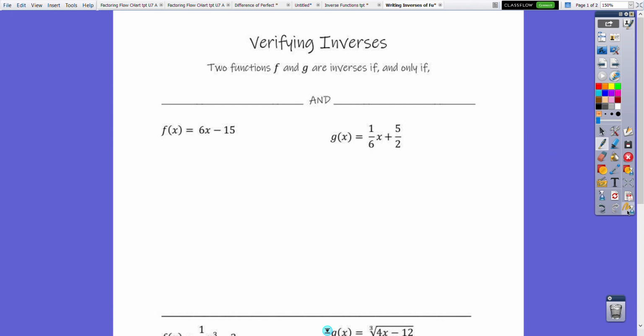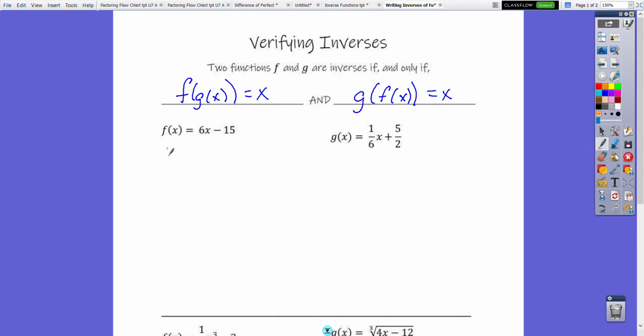Hi all, so the last thing we're going to talk about today is verifying inverses using compositions. Two functions f and g are inverses if and only if f of g of x equals x and g of f of x equals x. So that means I need to plug them into each other and simplify and see if I get x. If I do, then I have inverses, and if I don't, then they are not inverses.